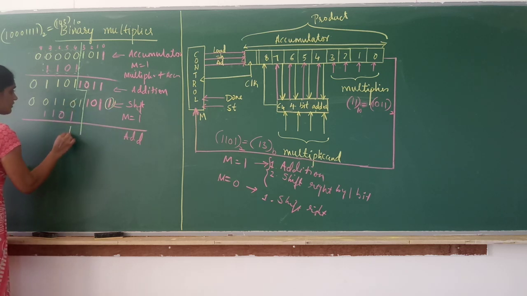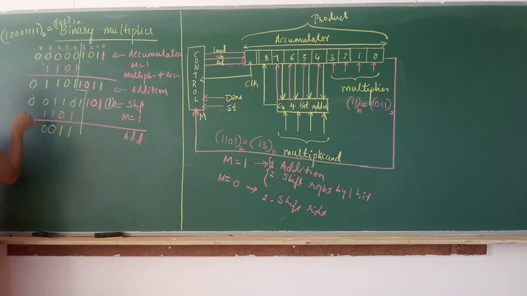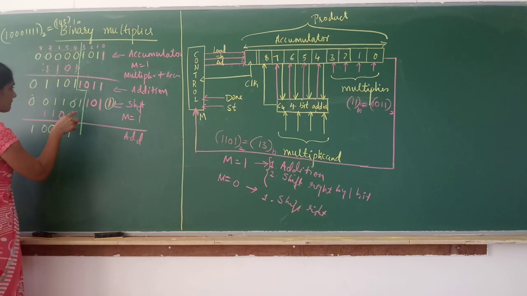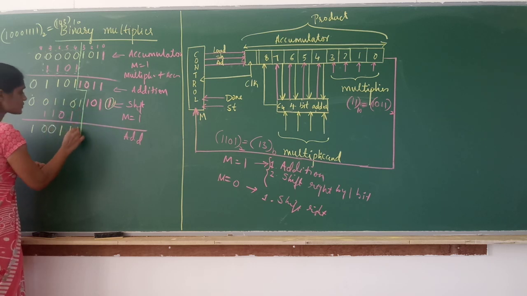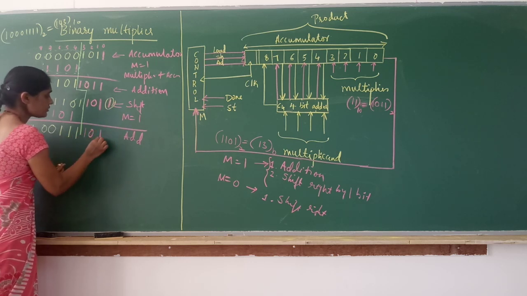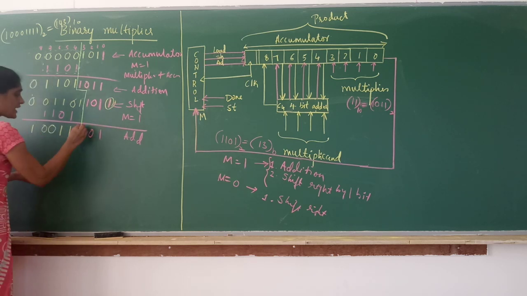So 0 plus 1, 1. 1 plus 1, 0. Carry is 1. 1 plus 1, 0. Carry is 1. So 1. Again, now we got the carry as 1, which will be stored in the 8th bit of accumulator, right? So the remaining bits will be what? Correct? Yeah, this is 1. And the remaining bits will be 1, 0, 1, 1, 0, 1. So now this is the addition answer.